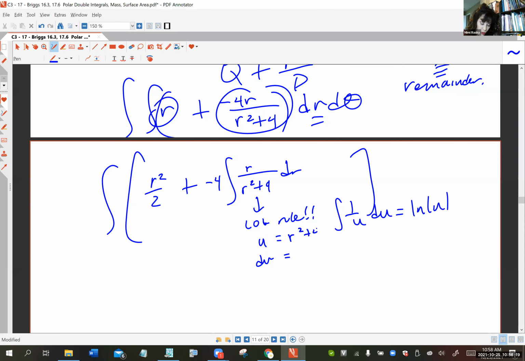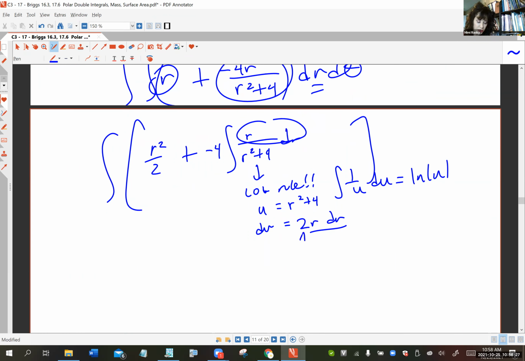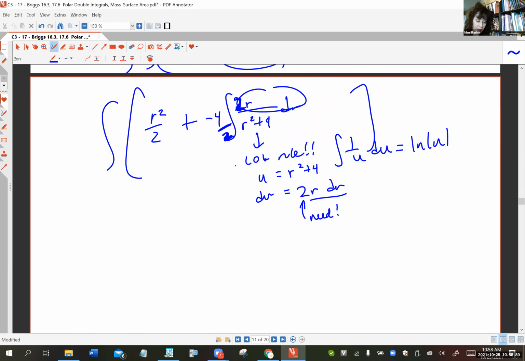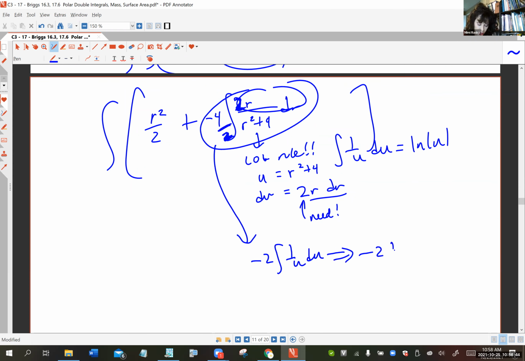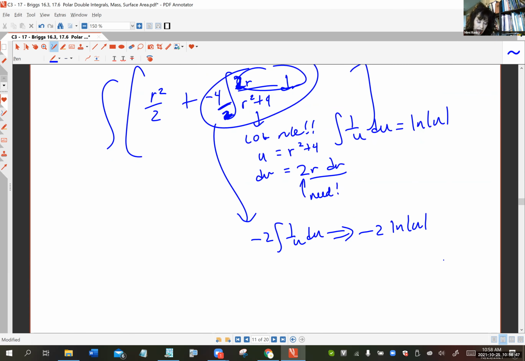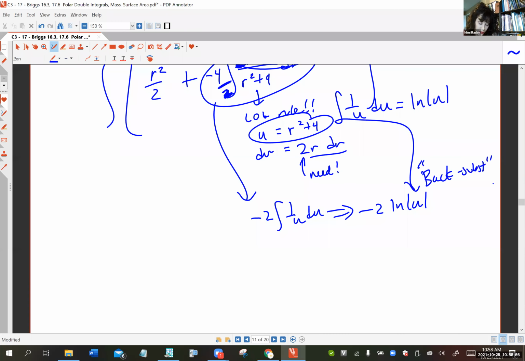u is r squared plus 4. du is 2r dr. Good news and bad news. r and dr are already in your integrand. That's good. So what are you missing? Well, what I need is a 2. So I put a 2 in there, provided I multiply the front of that little integral by the reciprocal of 2, which is a half. And now this integral looks like negative 2 times the integral of 1 over u du, which is going to translate to negative 2 ln absolute value of u. And please remember to back substitute your u, because it was r squared plus 4. So negative 2 ln absolute value of r squared plus 4.